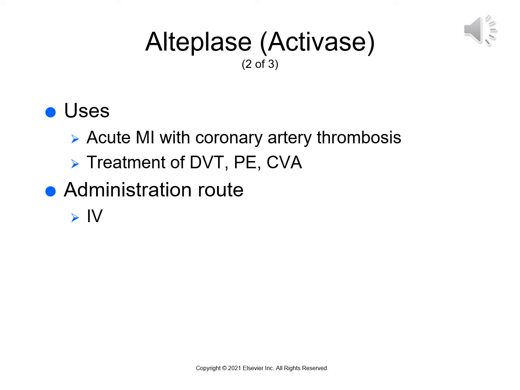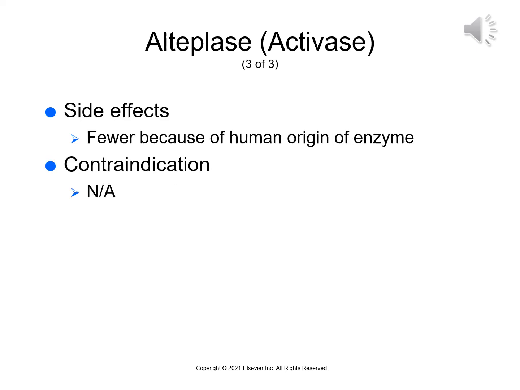Alteplase is used with heparin to treat acute MI. It may also help treat strokes, PE, and peripheral vascular occlusions. So because alteplase is a human enzyme, fewer allergic and hypersensitivity reactions occur. Another advantage is that it acts specifically targeting clots rather than exerting systemic effects.